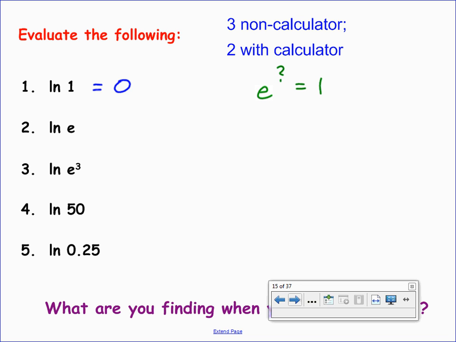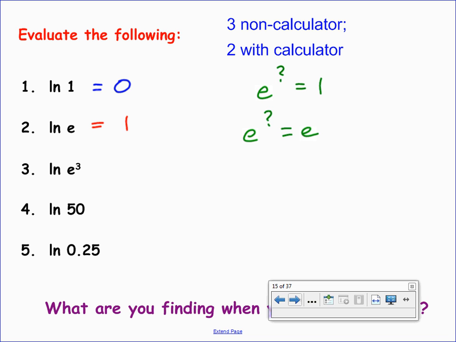Number 2's exponent question is saying the invisible base e to the what exponent equals e. Well, e to the what exponent equals itself. Adam? 1, right? E to the first power equals itself. Just like 10 to the first equals 10, or 2 to the first equals 2, e to the first power equals e.